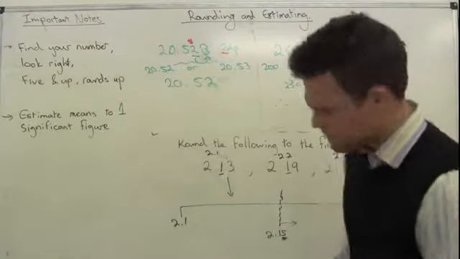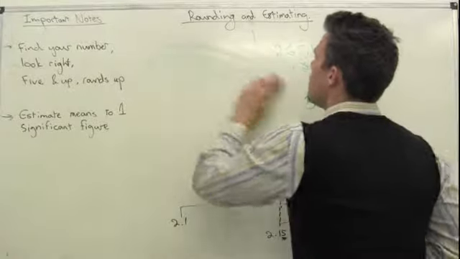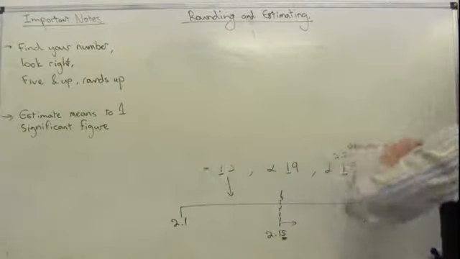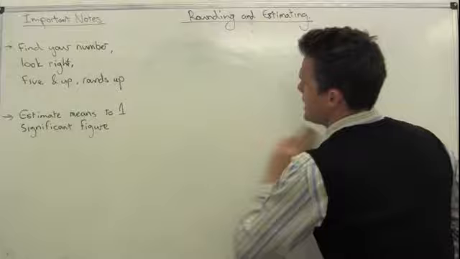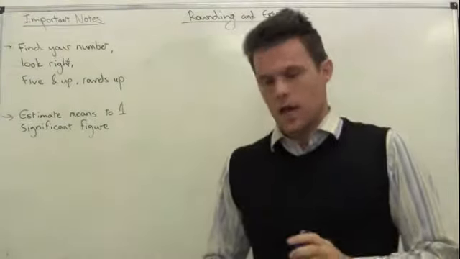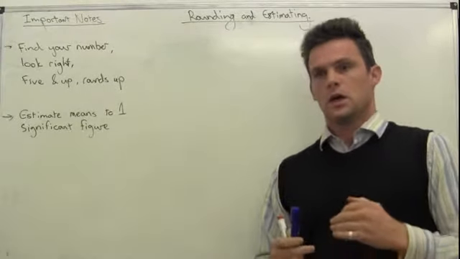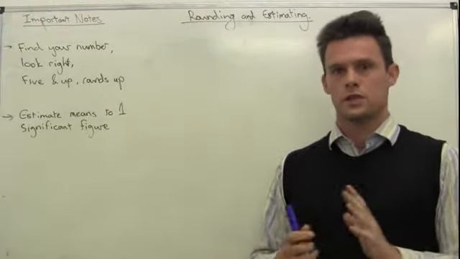Significant figures. Significant figures are very similar in how they work to our decimal points, or decimal rounding that we've just done, our decimal places. The only change is where we start from. So the decimal point was the starting point for rounding to decimal places.